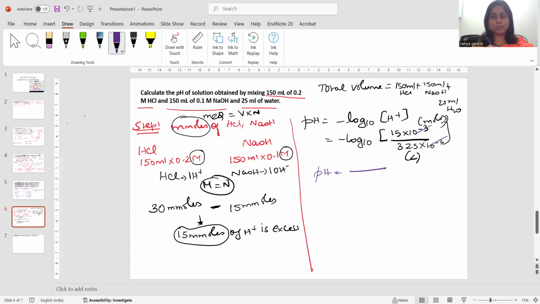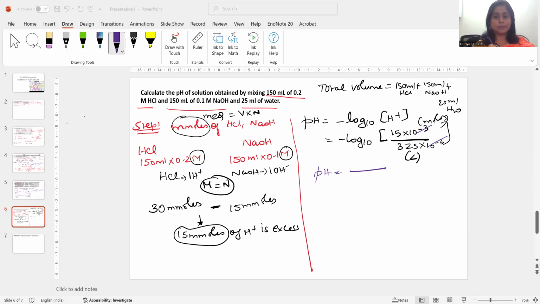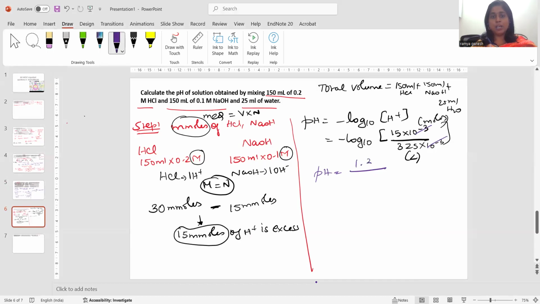Understood? Understood, everyone? So your final answer would be 1.33. The final answer would be 1.3. Is it an acidic pH? Yes, it is an acidic pH.